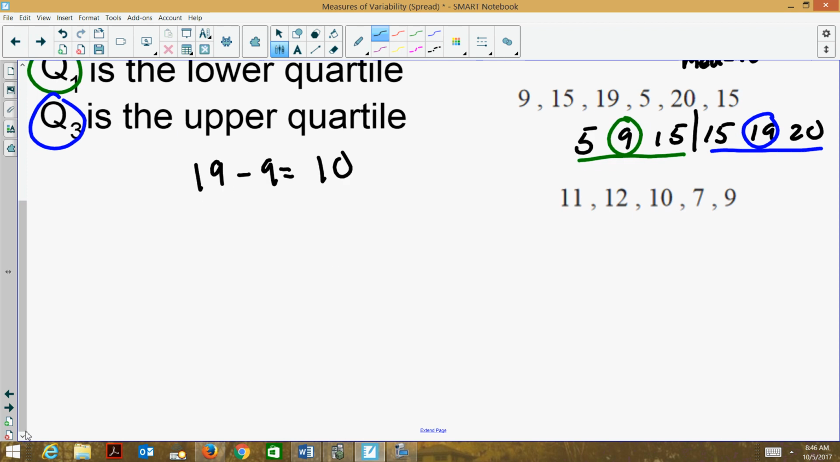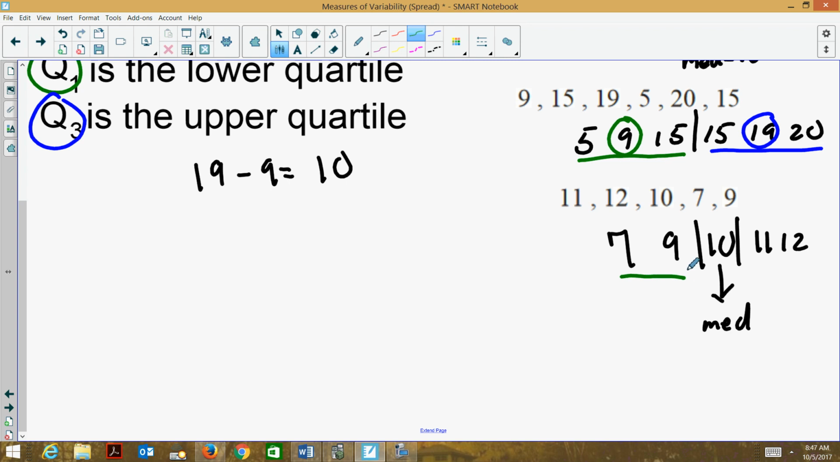Suppose that we had an odd number in our data set, as we do here: 7, 9, 10, 11, 12. We would still find the median first, which in this case is just 10 because that's the middle number. Now, we do not include the median in splitting our data set into a lower half and an upper half. The median essentially is our cutter.